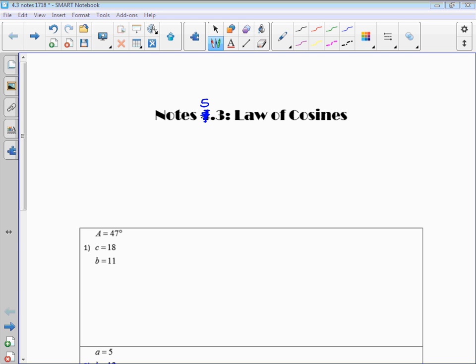Alright guys, so find 5-3 law of cosines in your packet. For everyone. You're gonna need your calculator again today, guys, so this is a whole unit for you to use your calculator. I think it's the only unit I'll use those calculators.